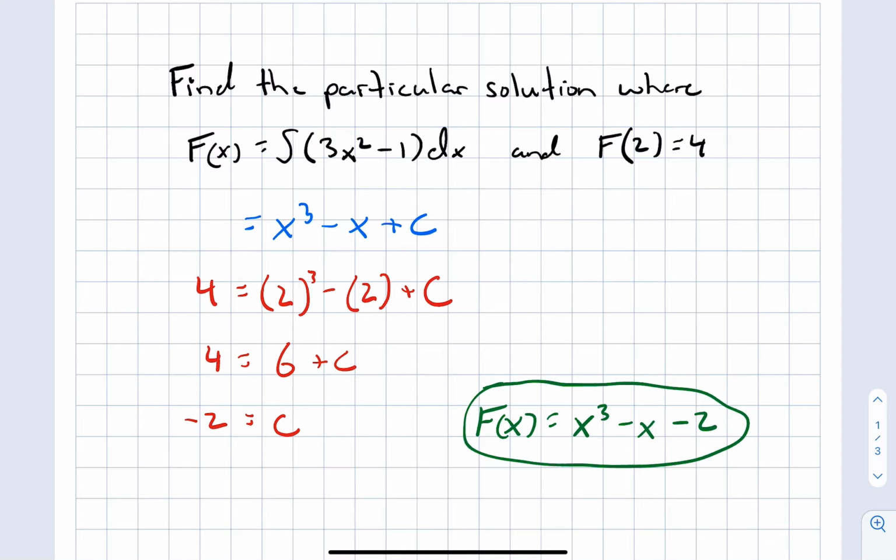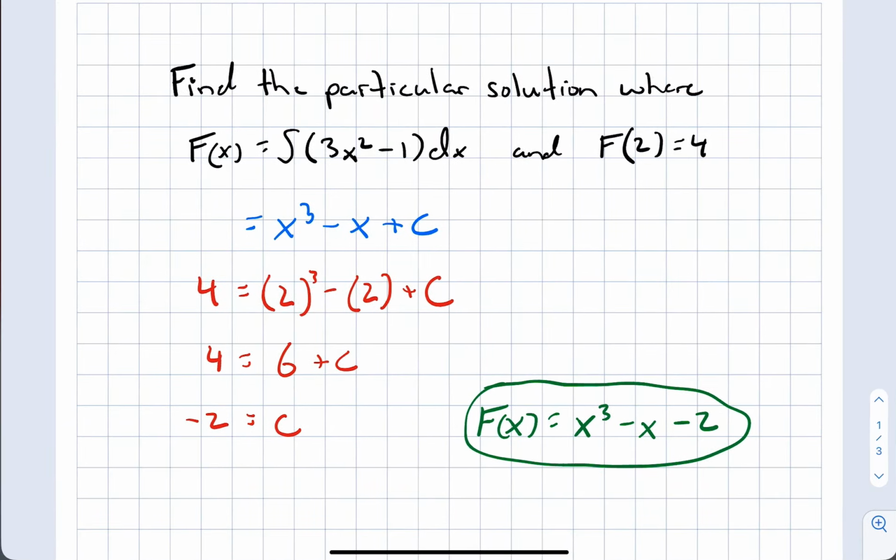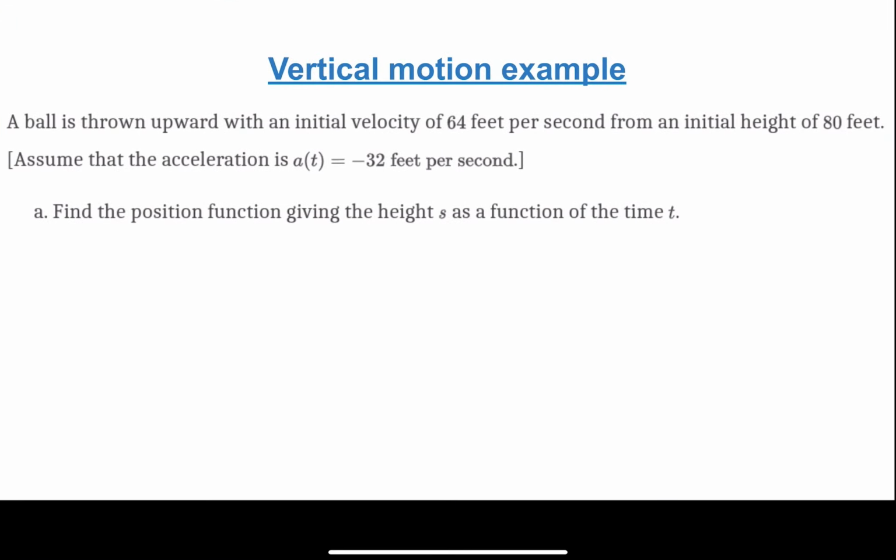Okay. Now this is going to come in handy when we do something called a vertical motion problem. And let's just see what we have here. All right, so we have a ball is thrown upward with an initial velocity of 64 feet per second from an initial height of 80 feet. We're going to assume the acceleration is a of t equals negative 32 feet per second squared. And what we want to do now is use this information and our integration techniques to find the position function.